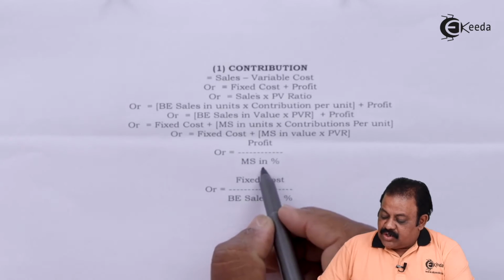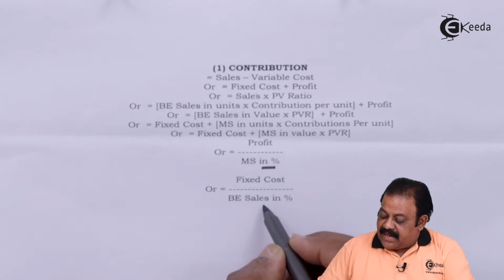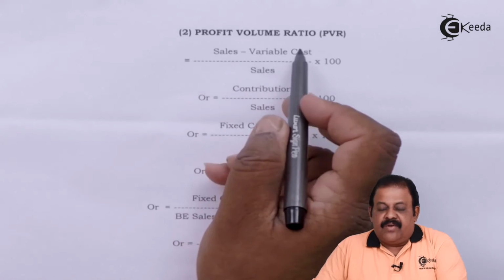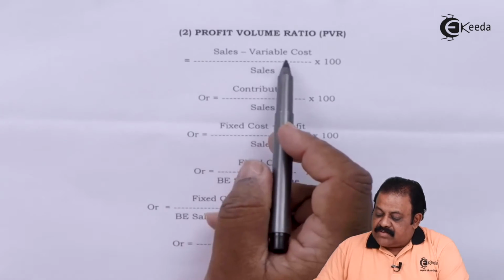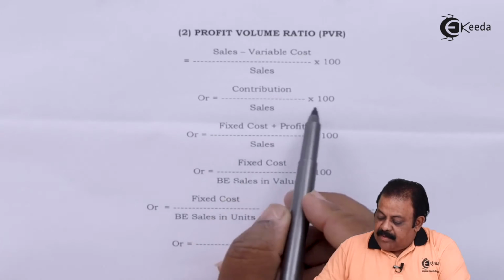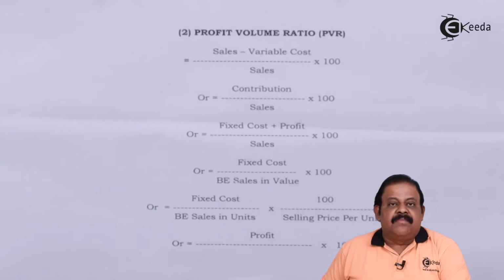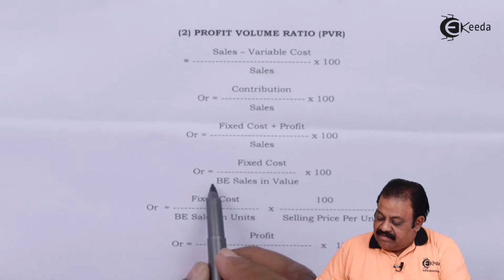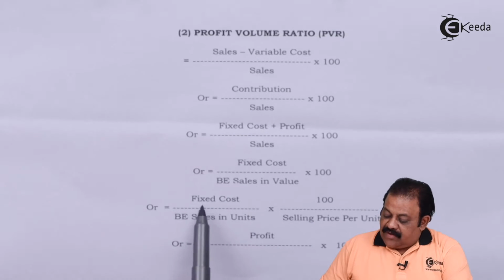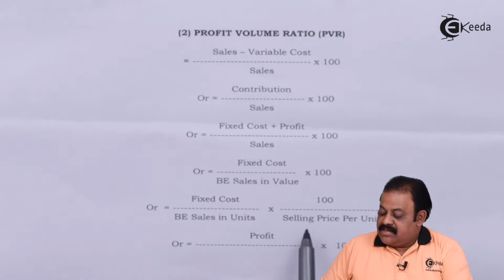Profit divided by margin of safety in percentage, we can get contribution. Fixed cost divided by break even sales in percentage, we can arrive at contribution. Profit volume ratio, PVR, is sales minus variable cost divided by sales multiplied by 100, or contribution divided by sales multiplied by 100, or fixed cost plus profit divided by sales multiplied by 100, or fixed cost divided by break even sales in value multiplied by 100, or fixed cost divided by break even sales in units multiplied by 100 divided by selling price per unit.